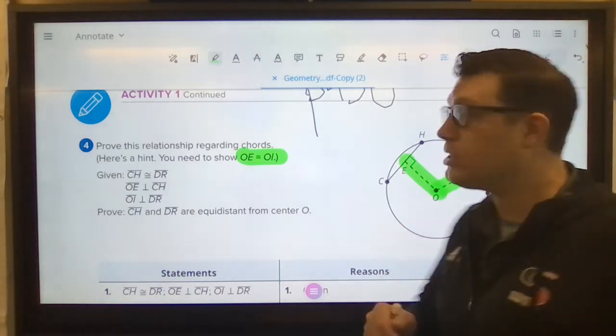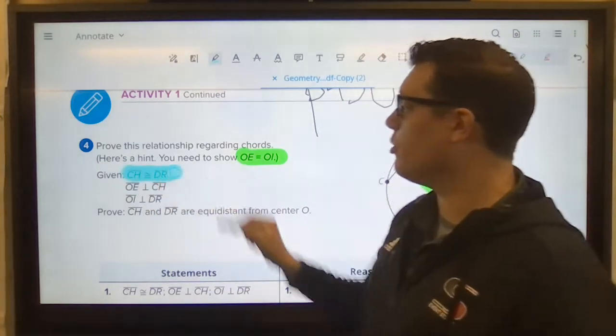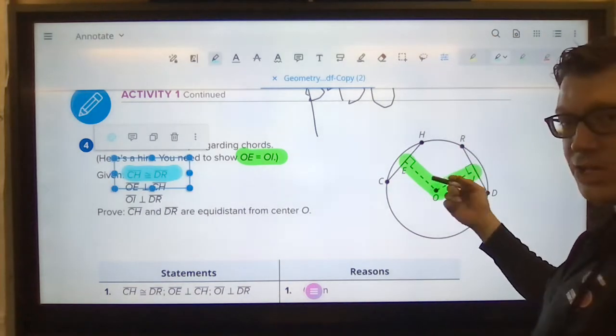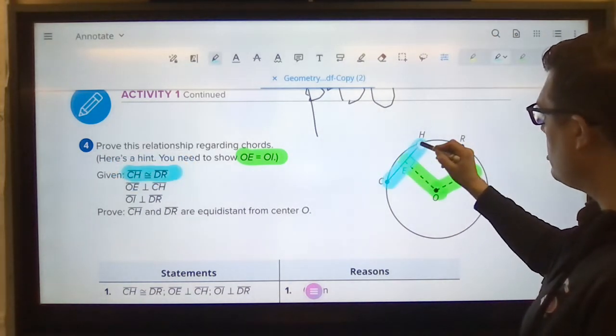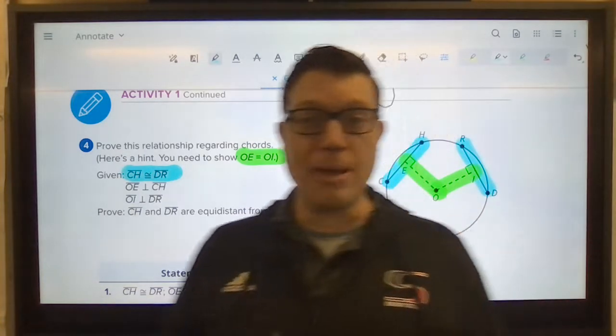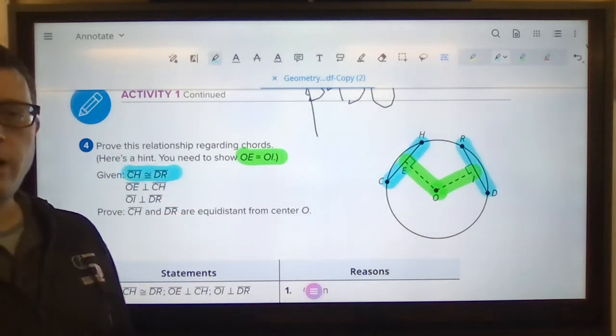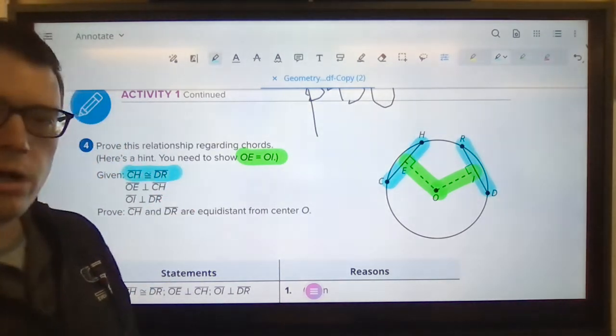Here's some things that we get though. So maybe bring in a different highlight color. CH is congruent to DR. So I gotta find CH and DR. CH is right here and DR is right there. So both of those are meant to be congruent to each other, and so that's why I've highlighted it this color. I think I'm going to keep highlighting blue, a couple more.